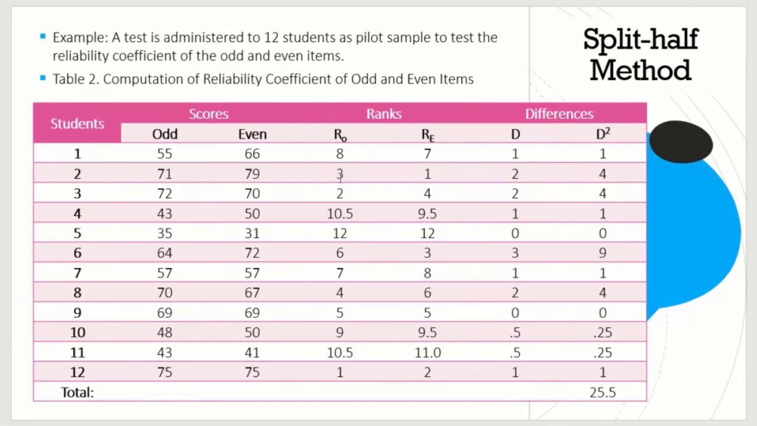So that is the letter D. You deduct the RO from the RE. So 8 minus 7 is 1, and so on. And then this difference, you have to square. And once you have squared it, you will get the summation of D square.